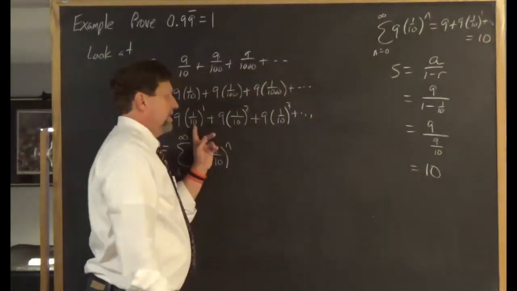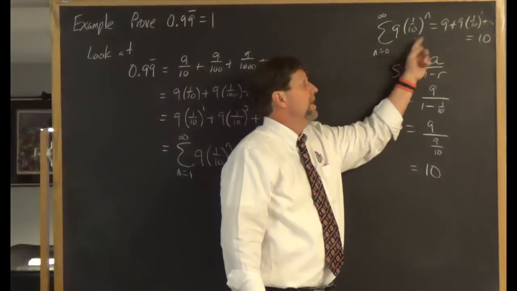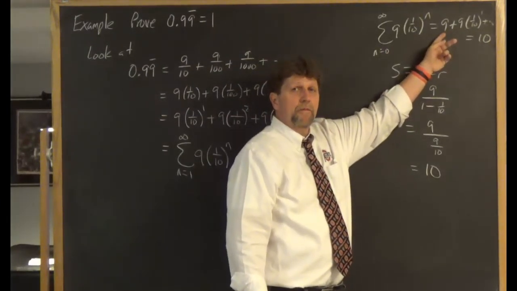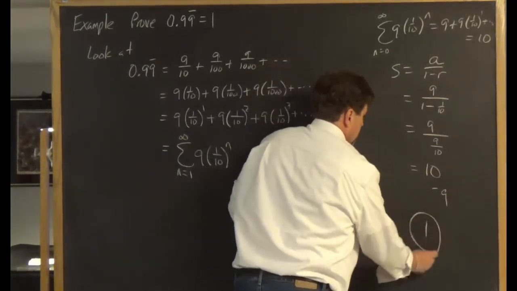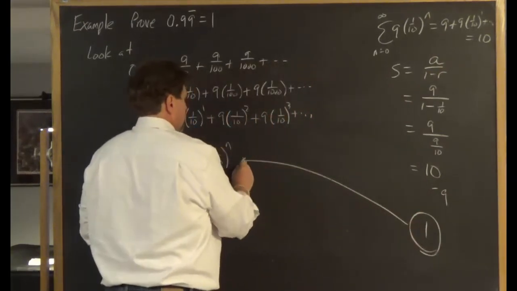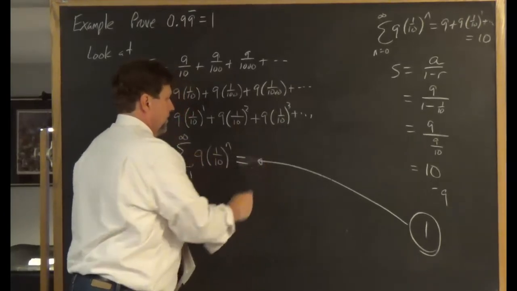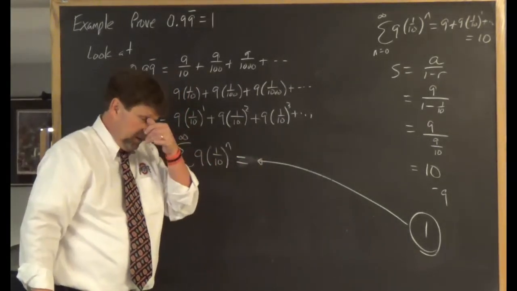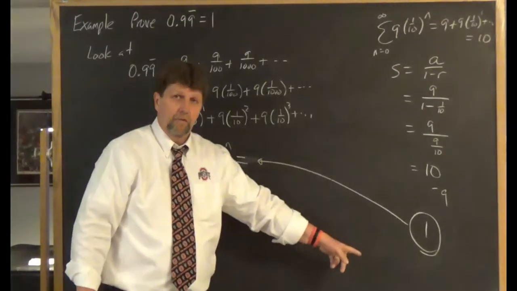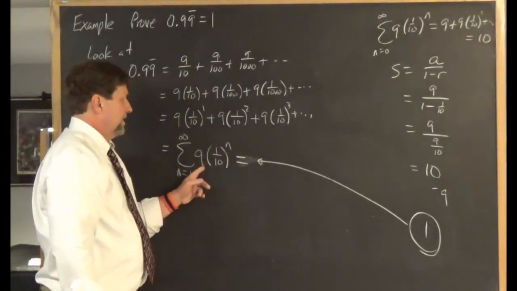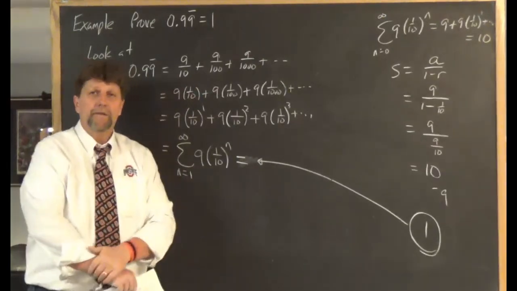The sum of the series we want is found by taking the sum of the series that starts at 0 and subtracting off the first term. So subtract off the first term. And you know what? I can put a hardcore equals there. The sum of this series, n equals 1 to infinity, 9 times 1/10 to the n, has a sum of 1, which proves that 0.9 repeating equals 1.